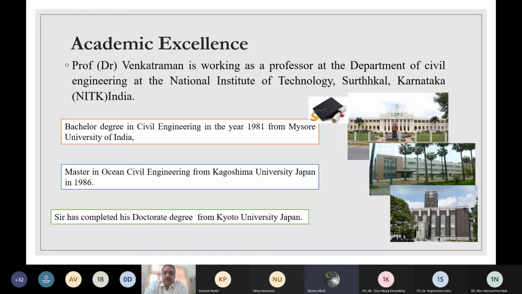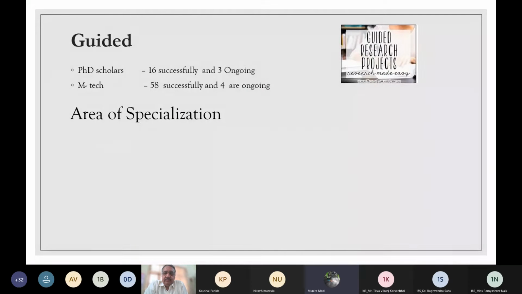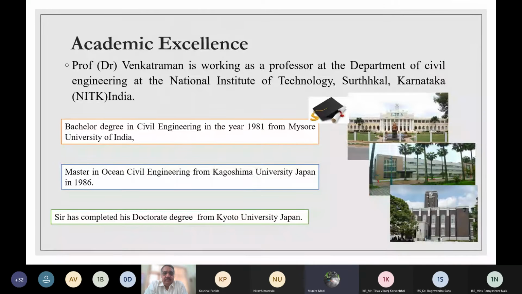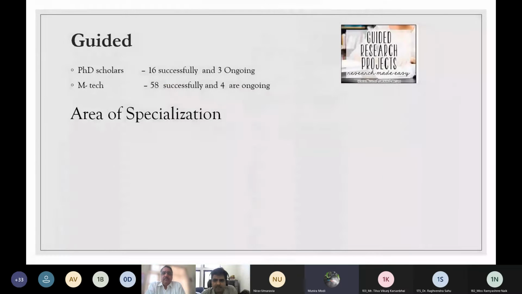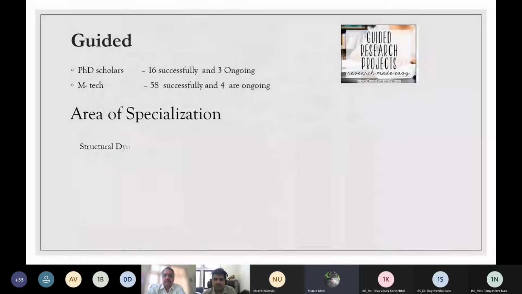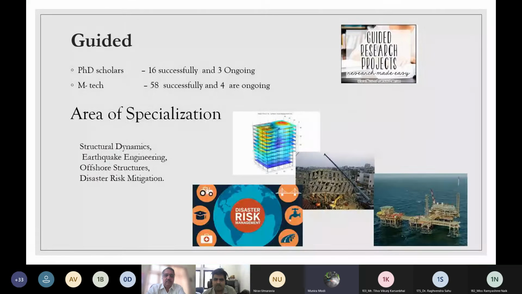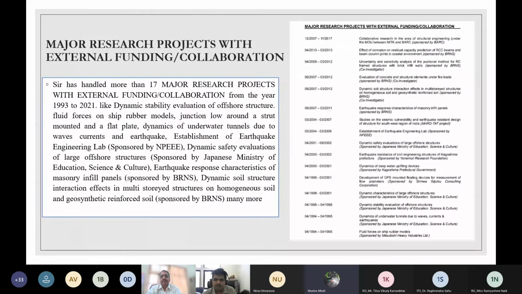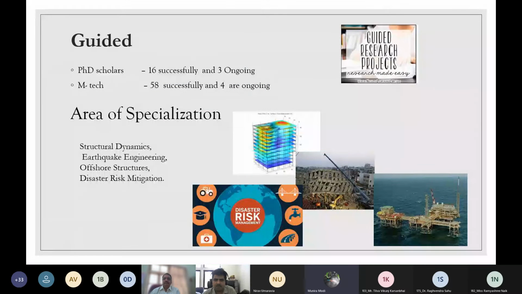Sir completed his bachelor degree in civil engineering in the year 1981 from Mysore University of India, master in ocean civil engineering from Kagoshima University, Japan in 1986. Sir has completed his doctorate degree from Kyoto University, Japan. Sir has almost 20 years of teaching experience. Sir has successfully guided 16 PhD students and 3 are ongoing, as well as Sir has guided 58 master students and 4 are ongoing.